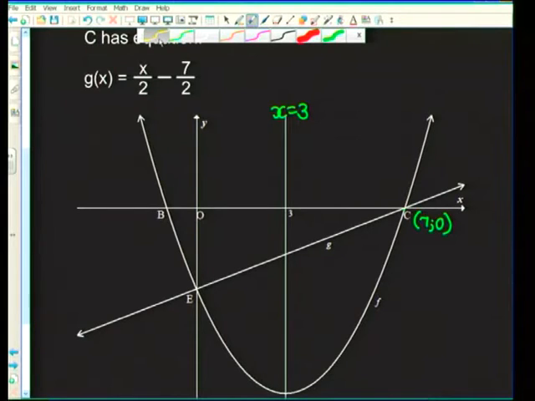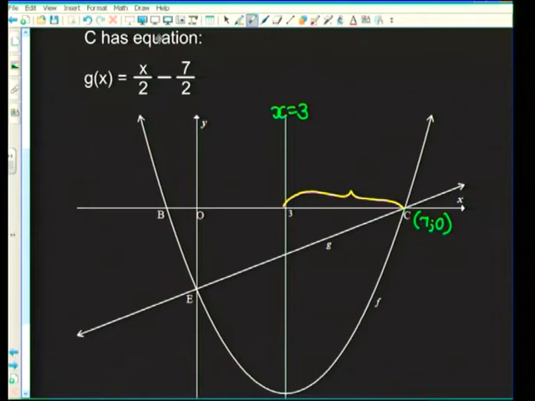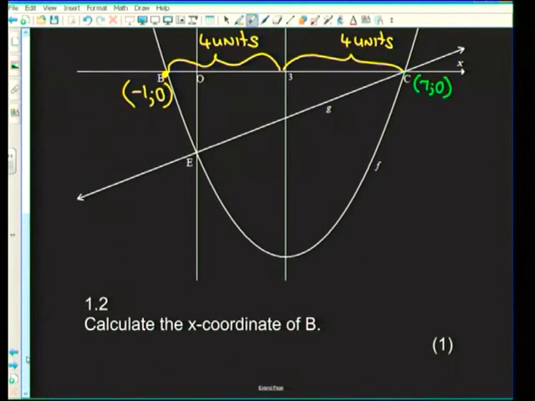So let's go and have a look at it. If I look here, from this point to this point would be 4 units. So because this is an axis of symmetry, I know from here to here must also be 4 units. And so could we have any problem finding B? No. All we're going to do is take 3 and subtract 4, and we're going to get -1, 0. So how am I going to show the examiner how I did this?